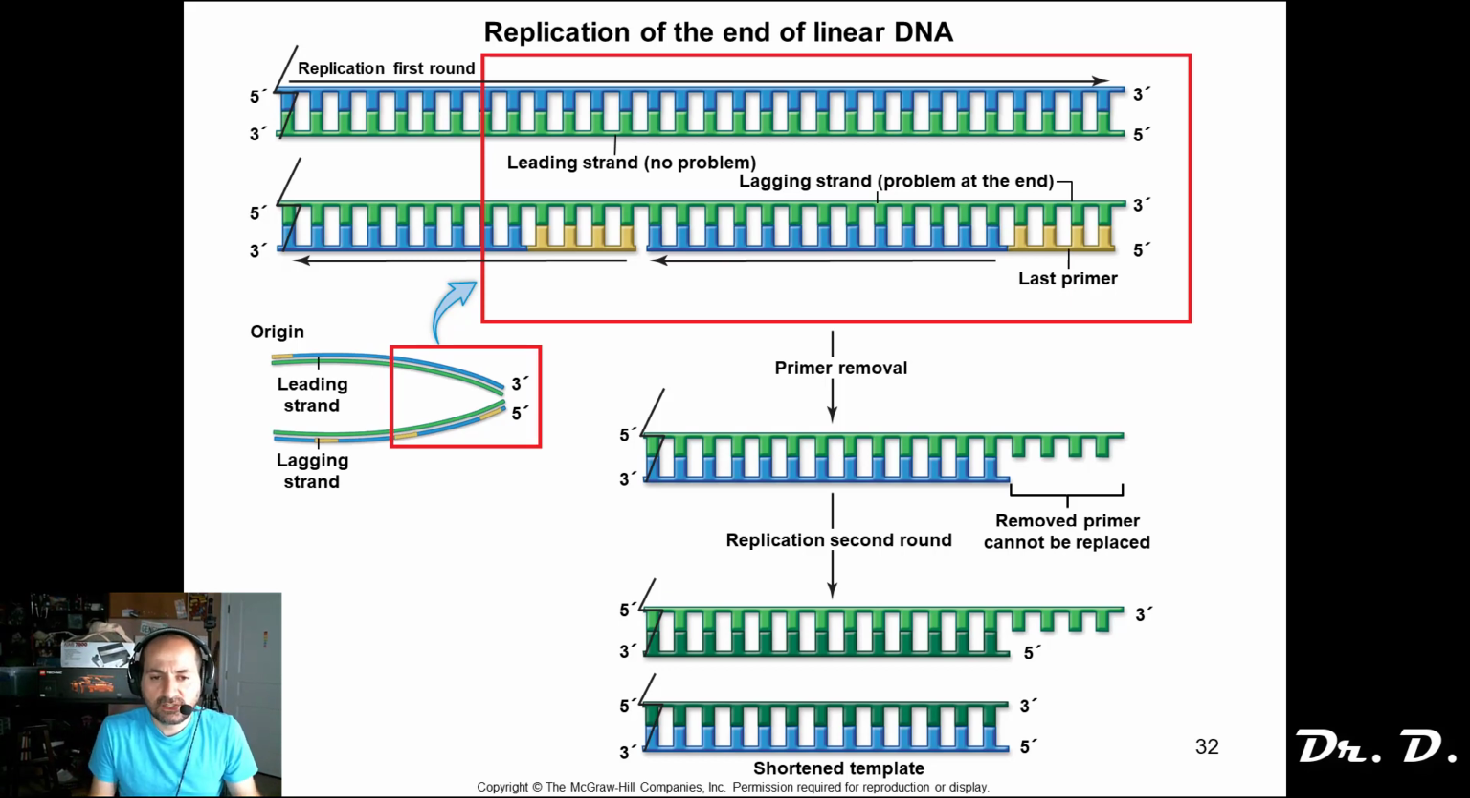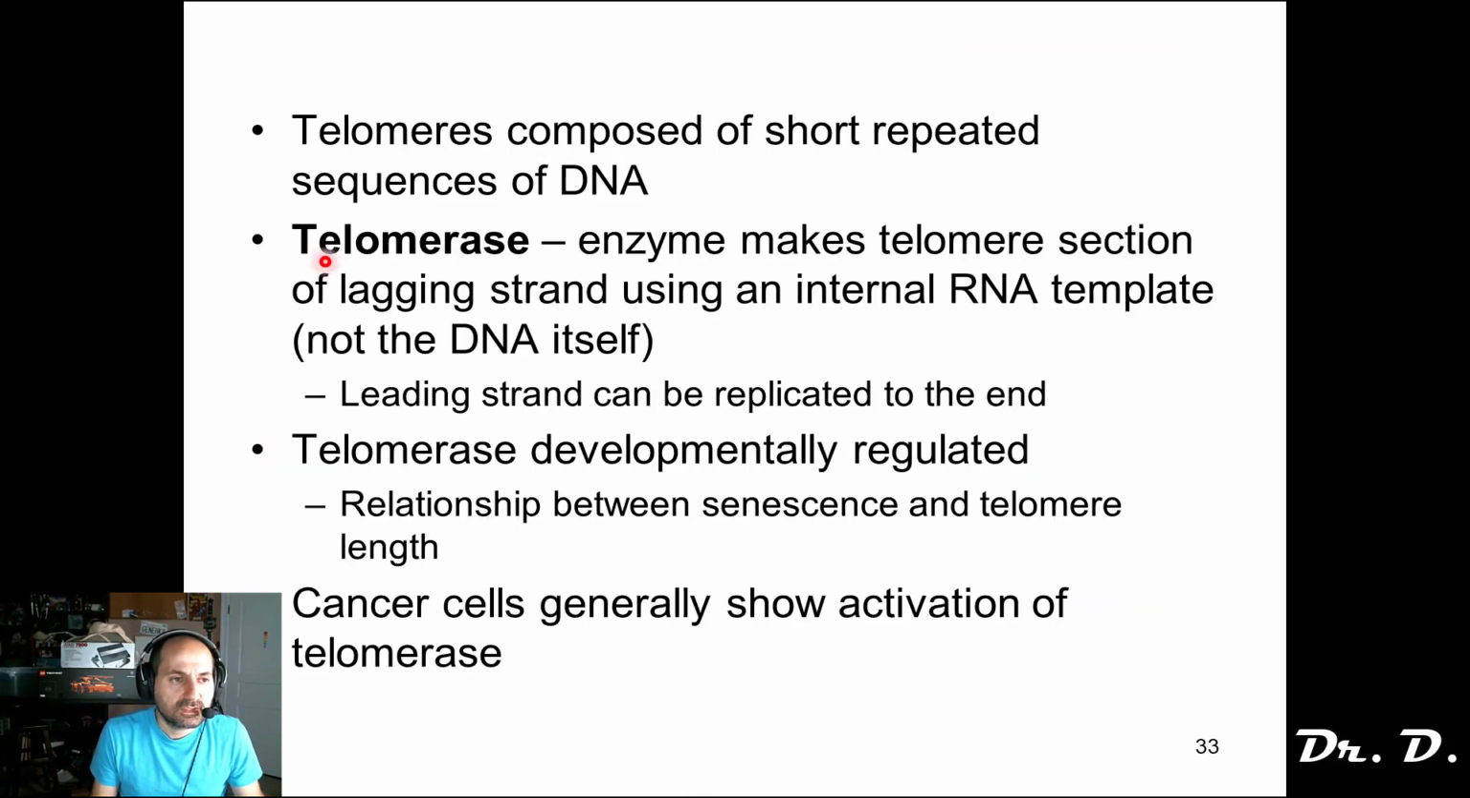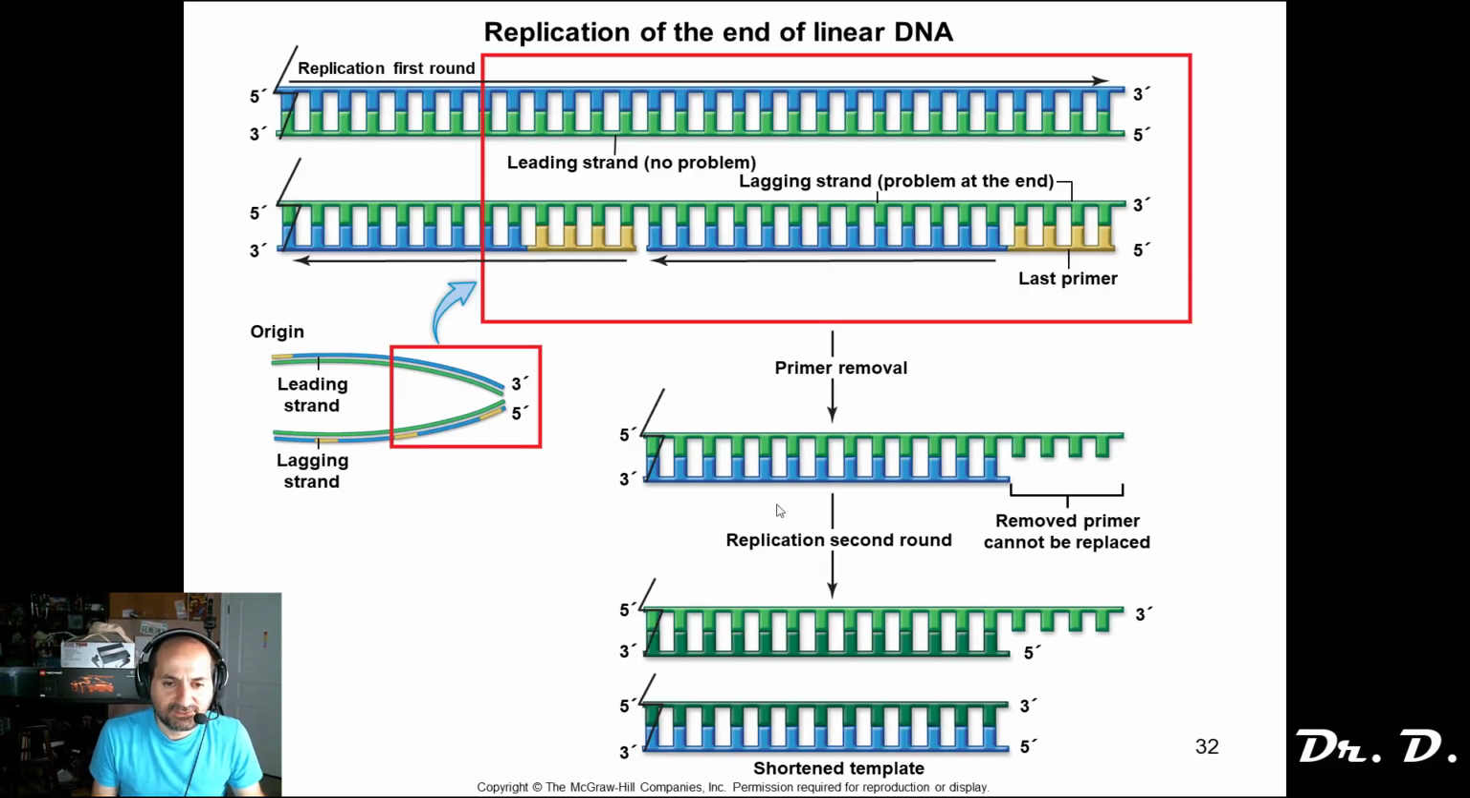So what is telomerase? Let me show you. Telomerase is the enzyme that makes the telomere section of the lagging strand using an internal RNA template. So that's a fancy way of saying telomerase is the enzyme capable of filling in this overhang, filling in this blank with DNA, preventing the shortening of our telomeres. Did you follow that? Telomerase fills in this telomere with DNA nucleotides, preventing shortening of our telomeres.